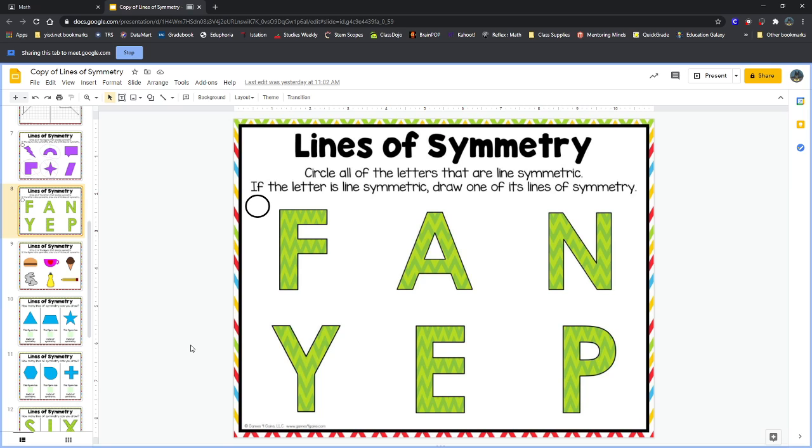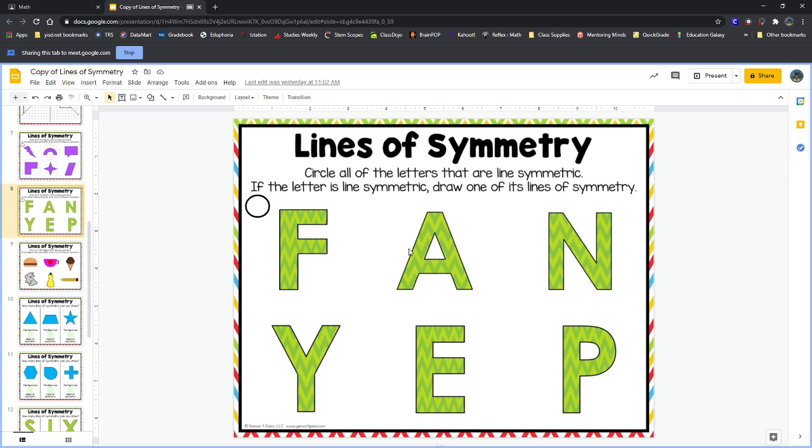No. The letter F, there's no way I can draw a line where I will have two congruent sides. I can't draw a line vertically. I can't draw a line horizontally. I can't even draw one diagonally. It won't give me two. Letter F, no lines of symmetry.